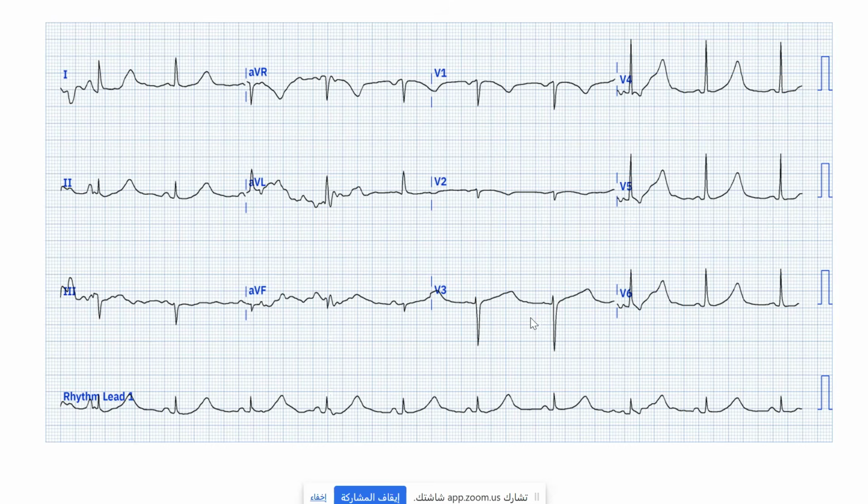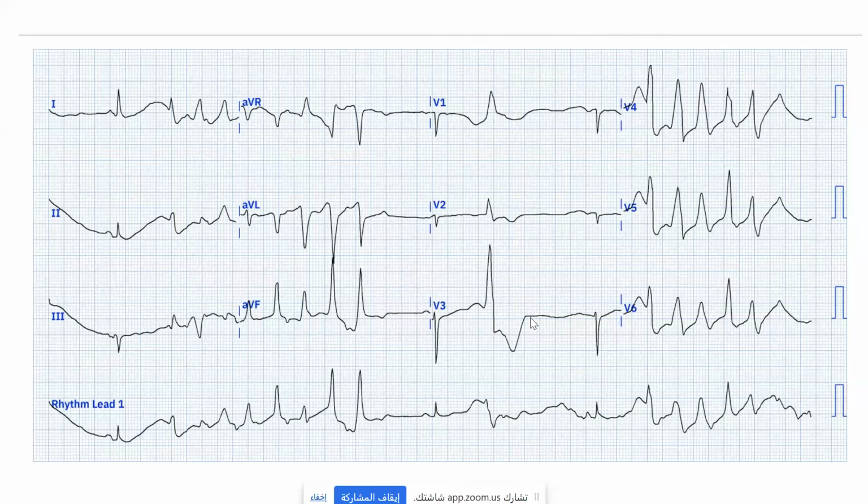By the way, this patient was admitted in the ward. Doctora Salma. These are real patients. This patient was in the ward and the nurse comes to you shouting and showing you this. What do you think? What happened here?